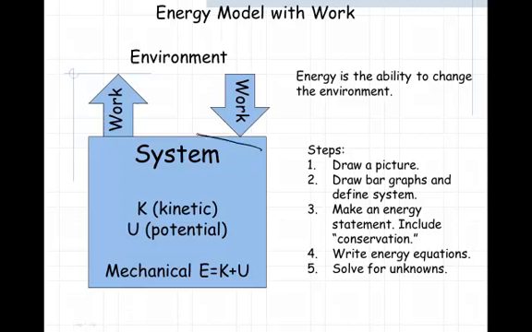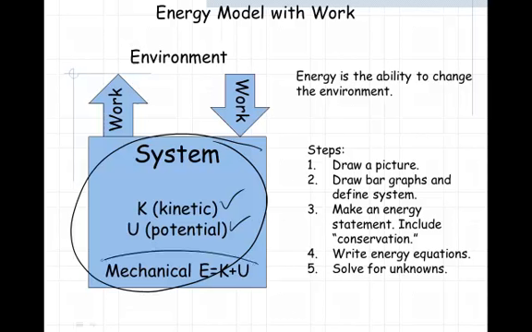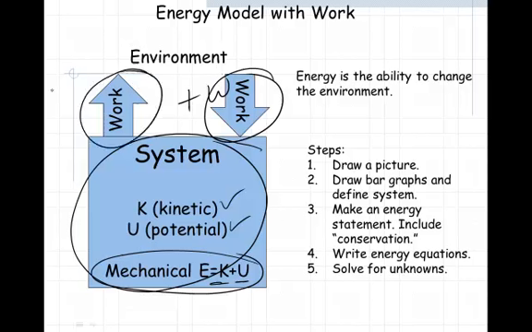Our system includes all the objects that can influence the energy of our system, the kinetic energy or the potential energy. The total amount of energy of our system is called the mechanical energy when we add up all the kinetic and all the potential energy. Now, work can be done to our system, which we consider positive work, or work can be taken out of our system, or transferred out of our system, which is considered negative work. Let's always use these steps in our energy model.